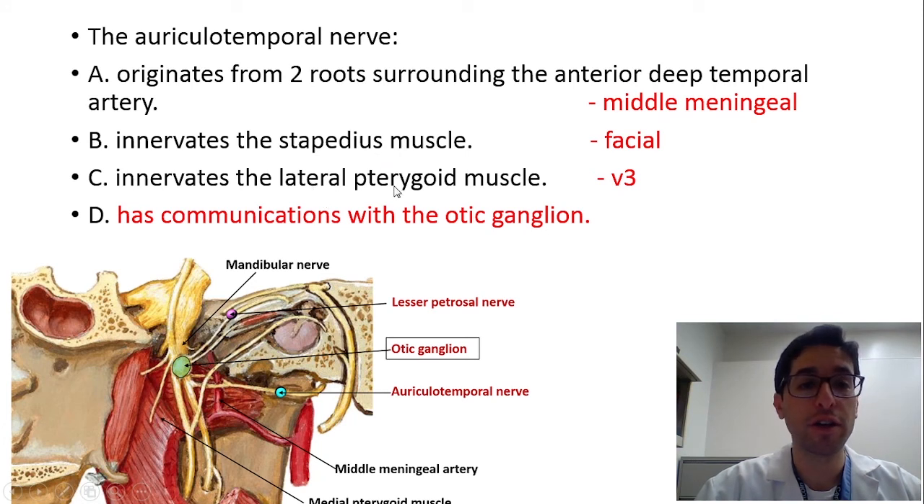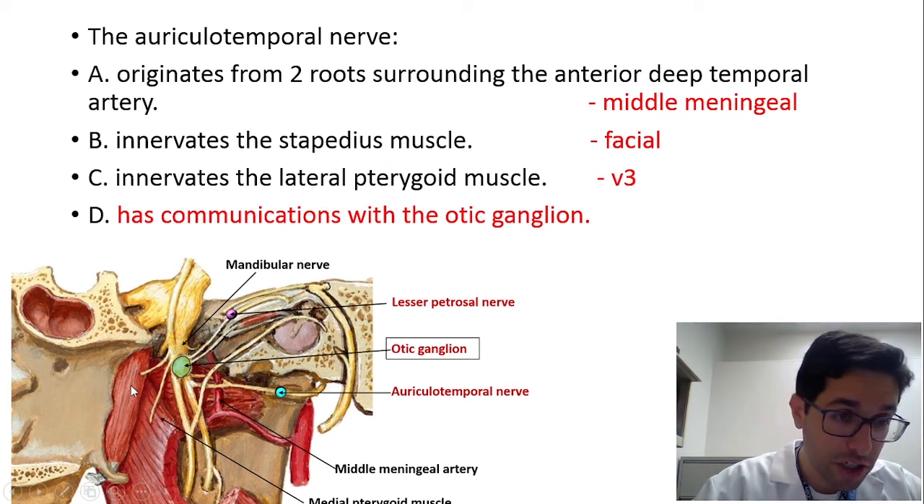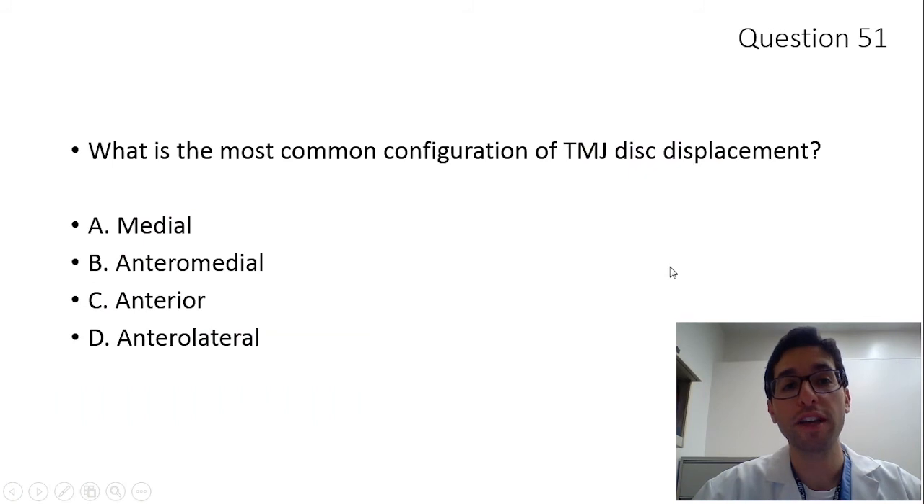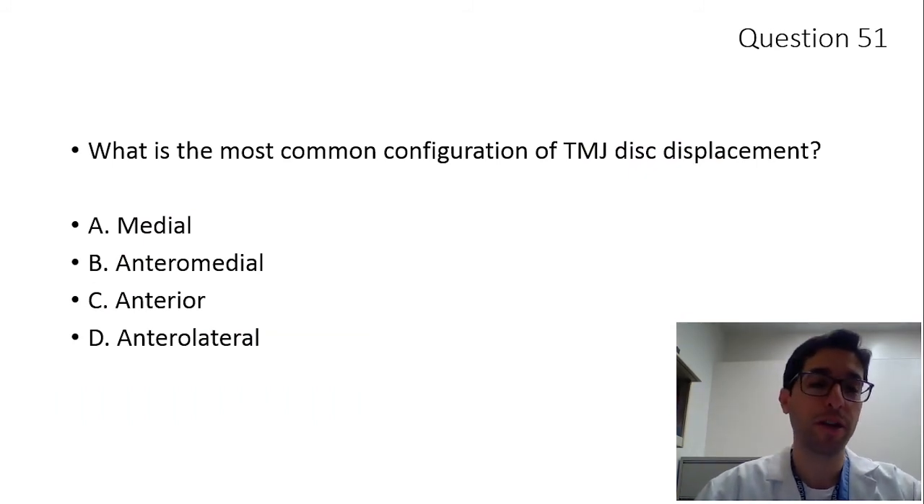As for C, innervate lateral pterygoid, no. You can even see in this picture, it's a really nice picture, right here is the lateral pterygoid, and what is innervating it? It's V3. A branch of V3 goes right into the pterygoid muscle. So it's not that one, but it does have communication with the otic ganglion. So this is a tough question, but it was really good to review all these important facts. Next, I'll give you an easy one for a break.